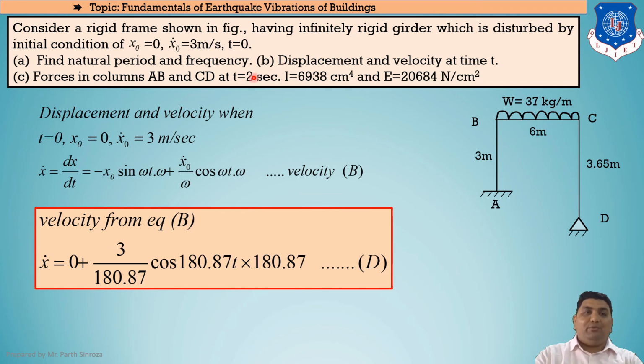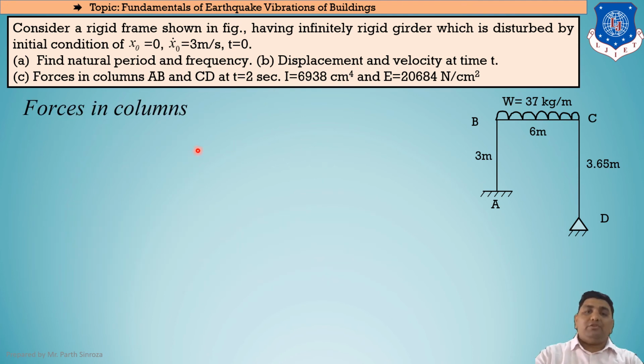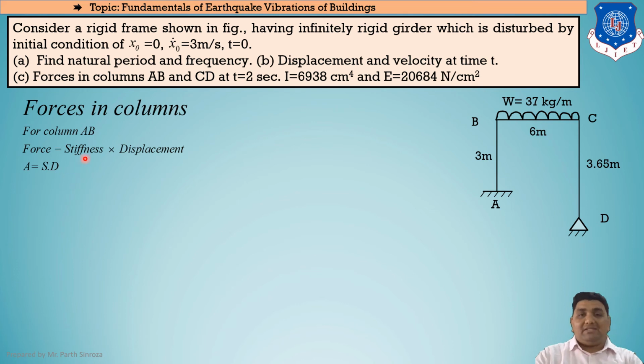Now we'll be focusing on part C, that is forces in columns AB and CD at t equal to 2 seconds. For forces in columns we first need to know the equation, and as we all know, force is equal to stiffness into displacement, that is force is always equal to k into delta. You need to remember this. k will be our stiffness and delta will be our displacement. So the first thing will be to find the displacement.